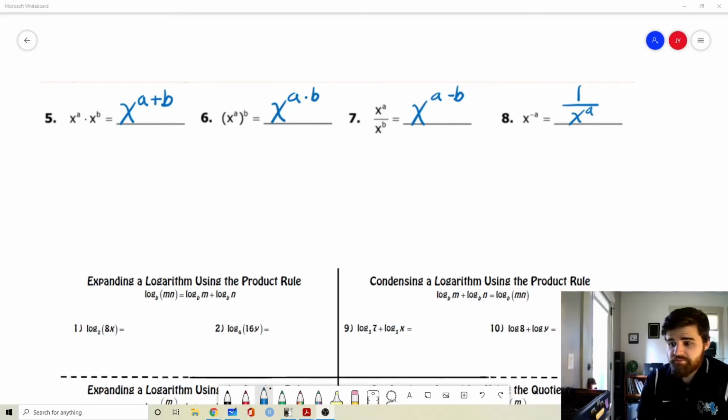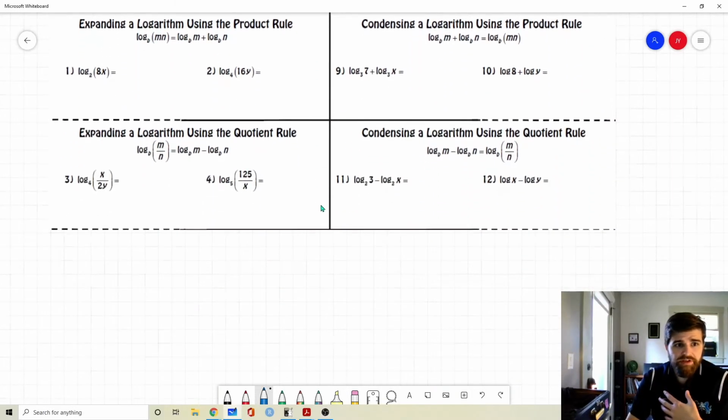Hey y'all, so last time we talked a little bit about these exponent properties, right? We have the product rule, the power rule, the quotient rule, and then the negative exponent rule. So as we start to look at logarithms, which we've talked about the relationship between logarithms and exponentials, we're going to see some pretty similar rules.